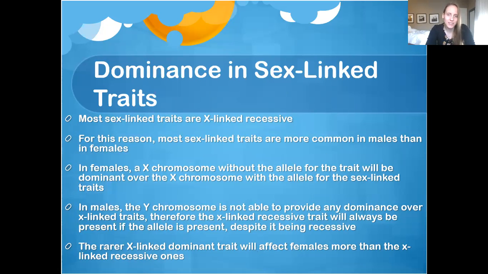Most sex-linked traits are X-linked recessive, so a recessive trait on the X chromosome. And because of that, most sex-linked traits are more common in males than females. The reason for that is that females have 2 X chromosomes, so in order to get the recessive X-linked trait, they have to have 2 copies of it. Whereas with males, because they only have 1 X chromosome, as soon as they get 1 copy of an X-linked recessive trait, they have that trait.